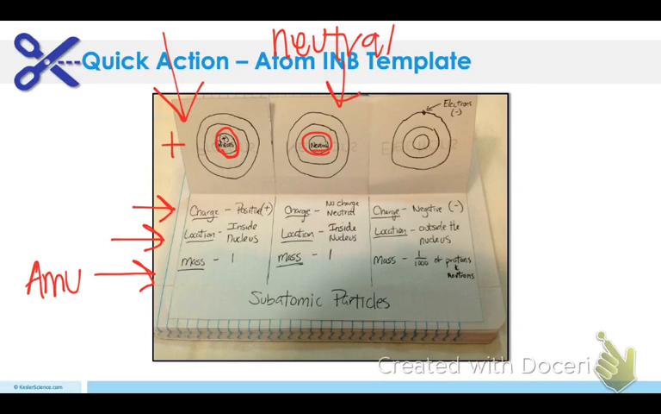Make sure you write the location and then the mass, and then you have your electrons. So make sure you're drawing your electrons on the orbitals. Make sure you have your negative because it's a negative charge. And just make sure that you're copying this whole thing down in your notes. Go ahead and pause here.